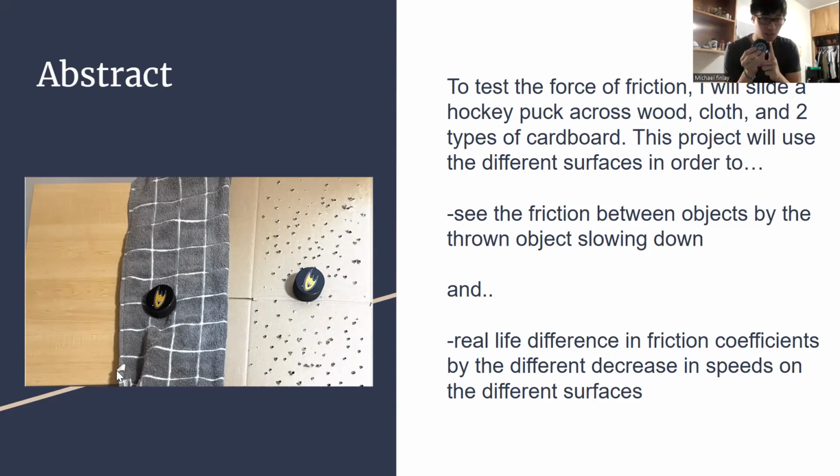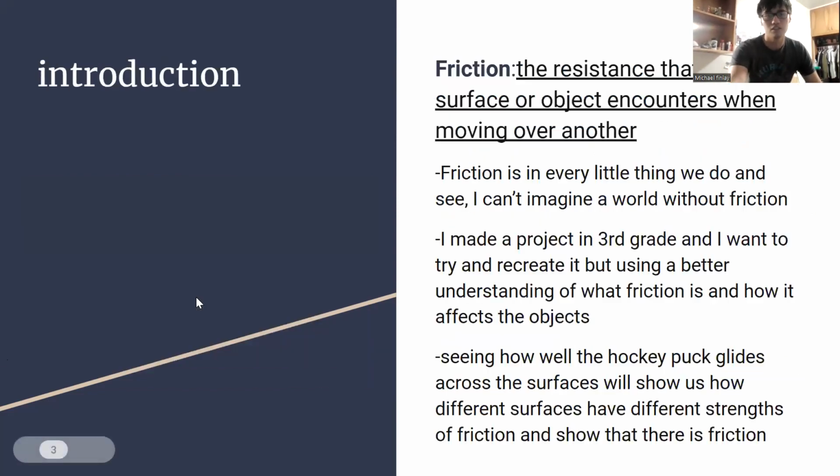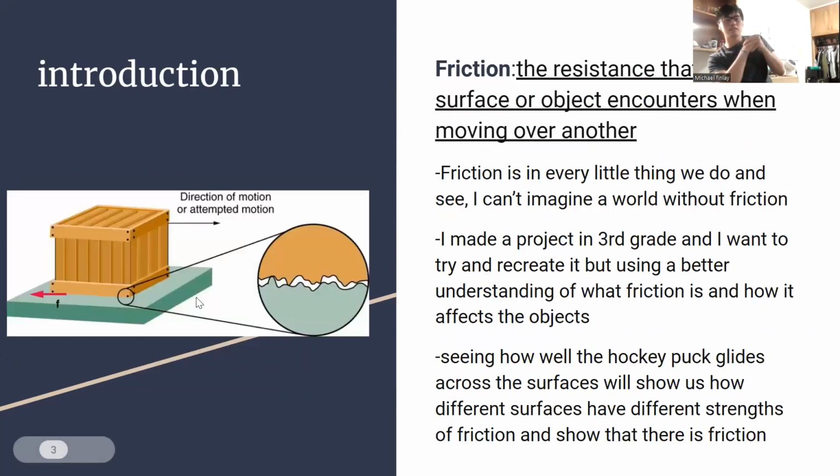Now, yes, this will be the control. This will be the rubber. I have two of these, and they're both rubber. So it's going to be rubber against wood, rubber against cloth, and then rubber against cardboard. And they're all going to have different coefficients. Now let's get into it.